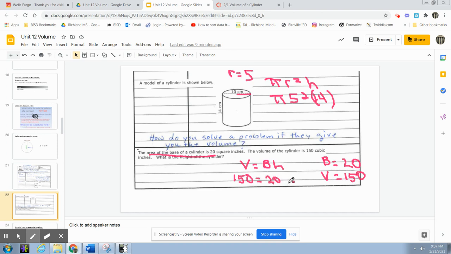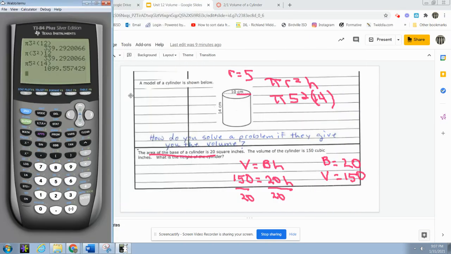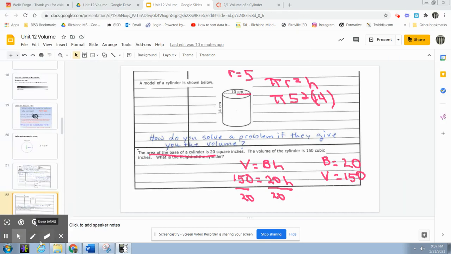So now we're just going to solve for H. And to do that, we divide both sides by 20. And therefore, we get the height, which is going to be 150 divided by 20. And our height is 7.5. So we know the height of this thing, H equals 7.5.